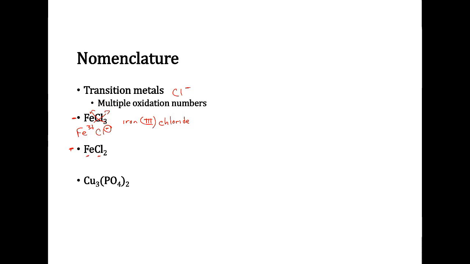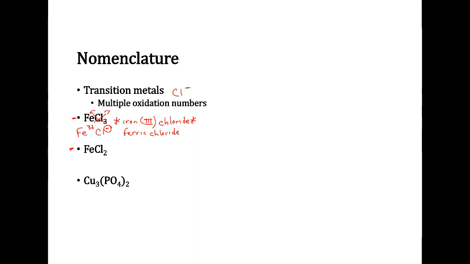Or if you were looking it up in an older textbook, they might use ferric chloride. We won't differentiate between ferric and ferrous. Ferric means the iron has a 3+ charge. Ferrous means the iron has a 2+ charge. We will use this method where we put the oxidation number in parentheses. Let's go ahead and try the next one where we have FeCl2.